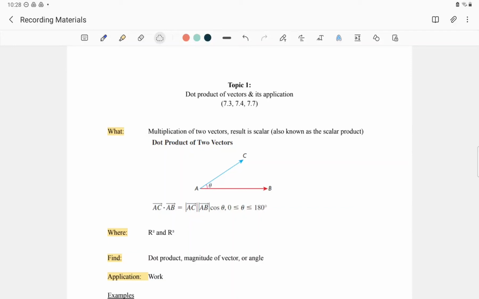Everyone, this is Mr. TEY speaking, and in this video I'll be going over dot product of vectors, cross product of vectors, and its application. So first of all, on topic 1, what is dot product?